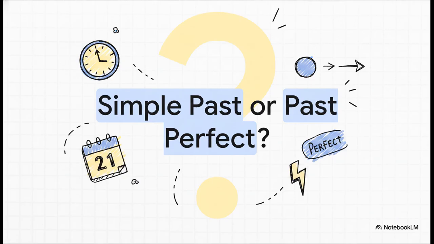Simple past or past perfect. This is a classic, right? Look at these two sentences. I wanted to see her new house versus I had wanted to see her new house. See that? That tiny little word, had, it changes everything about the timeline. But how? Well, stick around, because by the end of this, you're going to know exactly how.